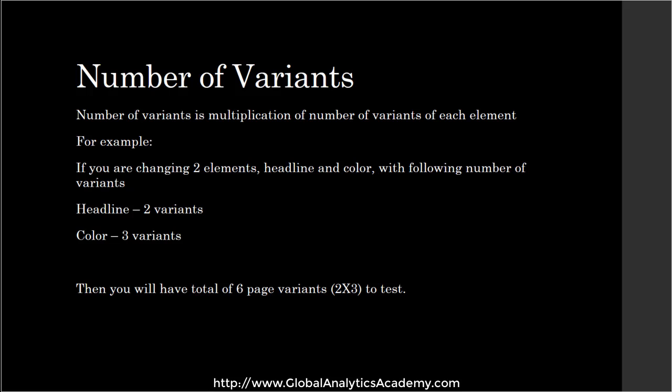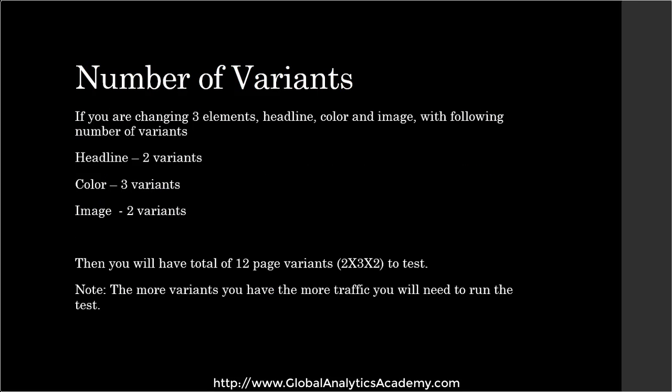For example, if you're changing 2 elements, headline and color, with the following number of variants, 2 headlines and 3 color variants, then you will have a total of 6 page variants to test. On the other hand, if you are going to change 3 elements, headline, color, and image, with the following number of variants, headline 2 variants, color 3 variants, image 2 variants, then you will have a total of 12 page variants to test. Keep in mind, the more variants you have, the more traffic you will need to run the test and the longer the time frame it will require. So keep that in mind when running your multivariate tests.